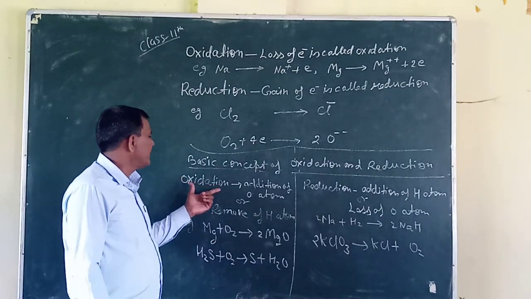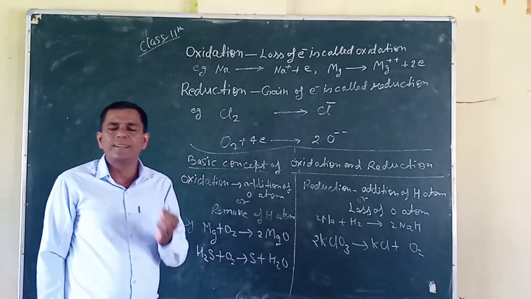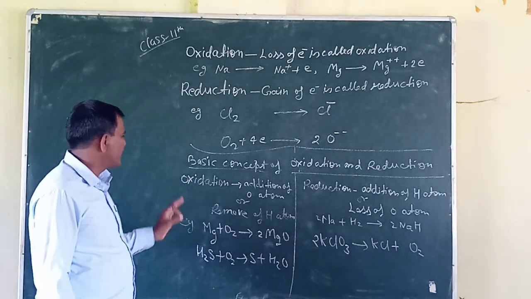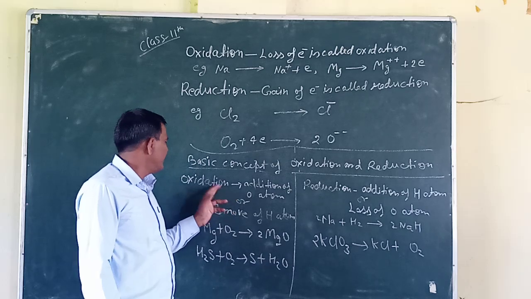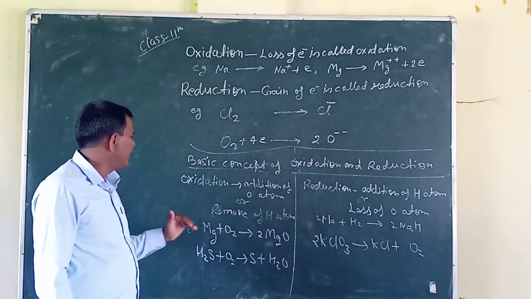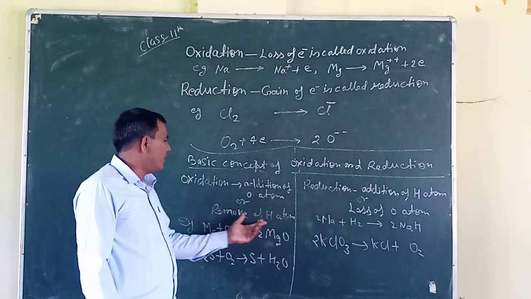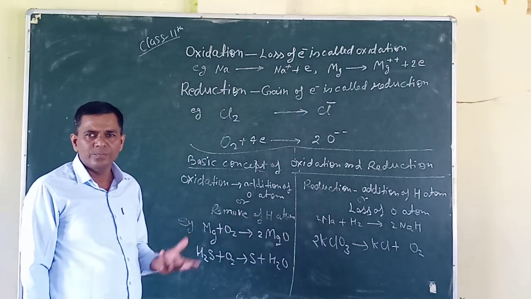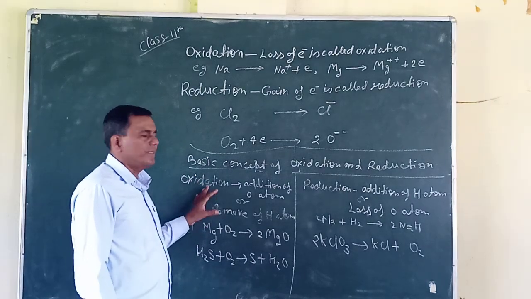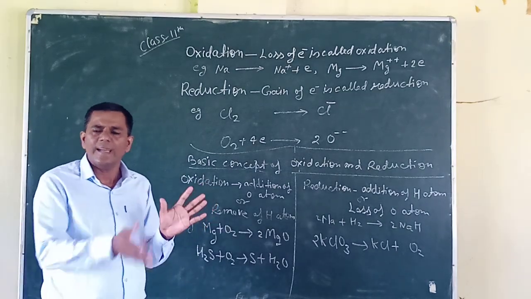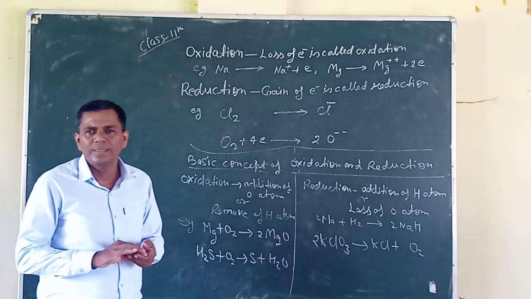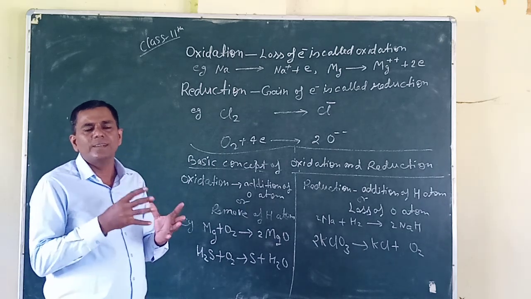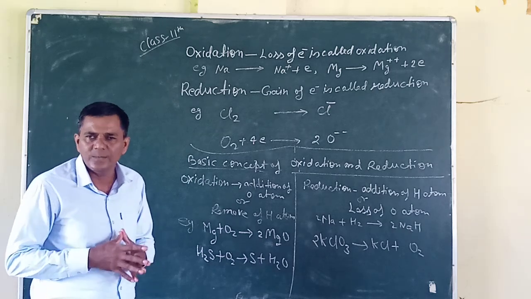So oxidation means addition of oxygen. Addition of oxygen means oxidation. In other words, removal of hydrogen atom. When hydrogen atom is removed, it is called the oxidation process. In ancient times, this older concept was given when they discussed the oxidation and reduction process.